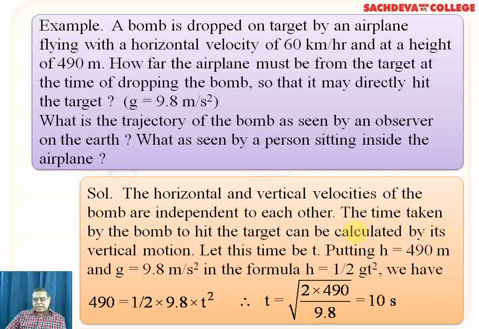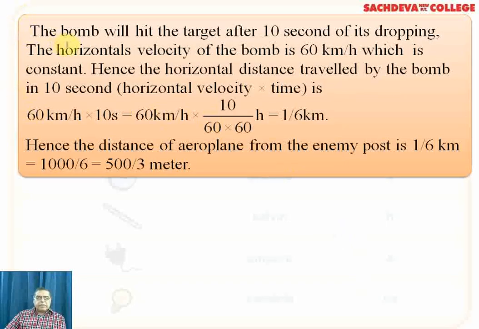The time taken by the bomb to hit the target can be calculated from its vertical motion. Suppose the time taken is t. Putting h equal to 490 meters, g equal to 9.8 meters per second square, and using the formula h is equal to ut plus half gt square, but u is 0, so h is equal to half gt square. Now by calculating, we get the value of t as 10 seconds. The bomb will hit the target after 10 seconds of its dropping.